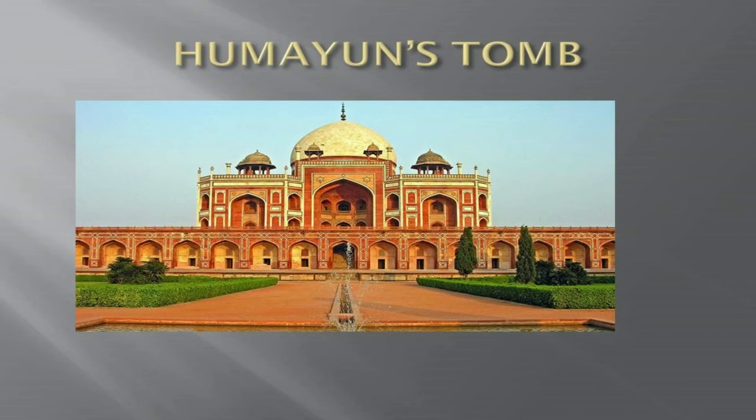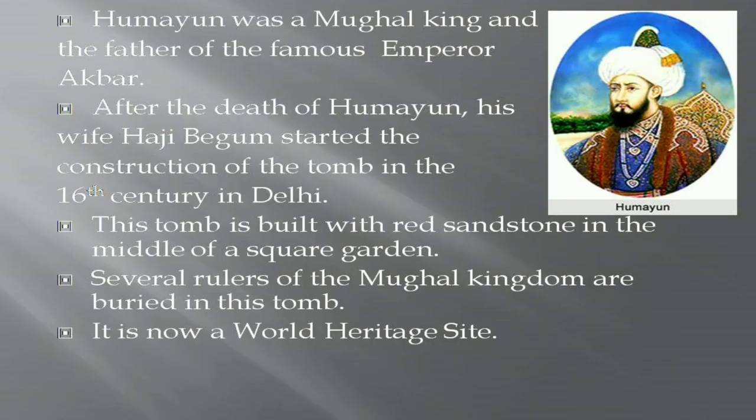The next monument is Humayun's tomb. Humayun was Mughal king and he is also father of famous emperor Akbar. After the death of Humayun, his wife Haji Begum started the construction work of this tomb in 16th century in Delhi. A Persian architect was specially invited from Afghanistan to design the structure of this tomb. This tomb is built with a red sandstone in the middle of a square garden.